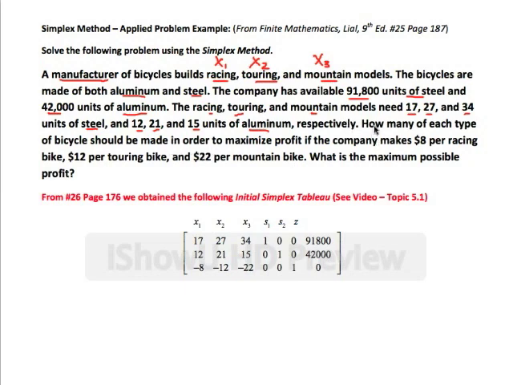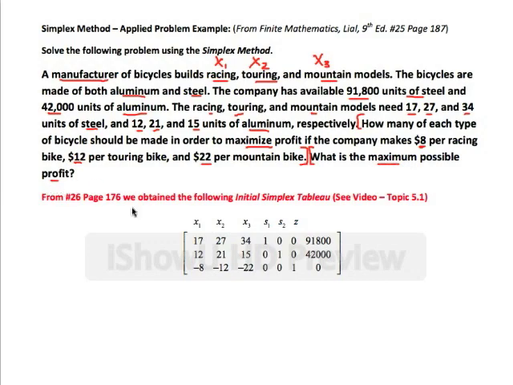So here's our question. How many of each type of bicycle should be made in order to maximize the profit? If the company makes $8 per racing bike, $12 per touring bike, and $22 per mountain bike. So that's the first part of the question. Now the second part of the question is this: what is the maximum possible profit?